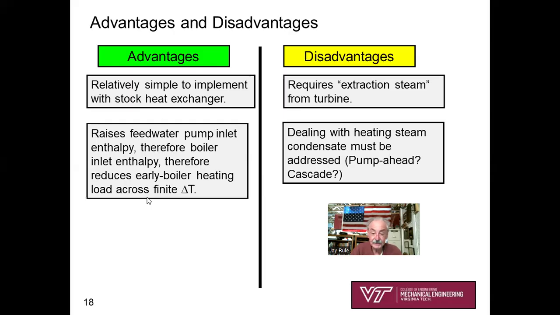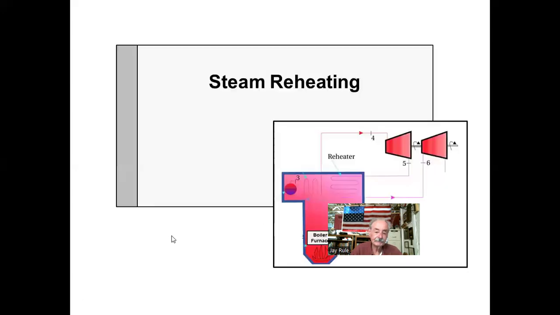The disadvantages: it requires extraction steam from the turbine. And then also, you have to deal with the condensate coming out of the heating steam. You have to decide how you are going to handle that. You can't just send it to drain. It's either got to be pumped ahead or cascaded back to a lower pressure.